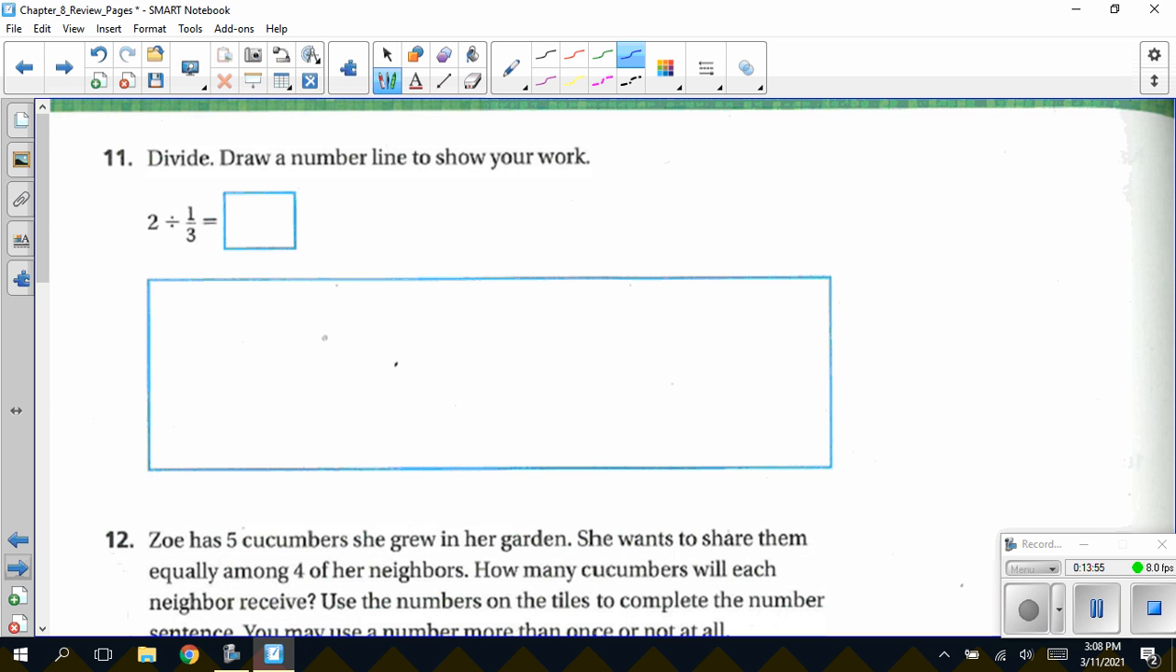And for number 11, it does say we need to divide, and then it says to draw a number line to show your work. We are not going to worry about that number line. We are just going to divide and make sure that we are showing our work for our division.